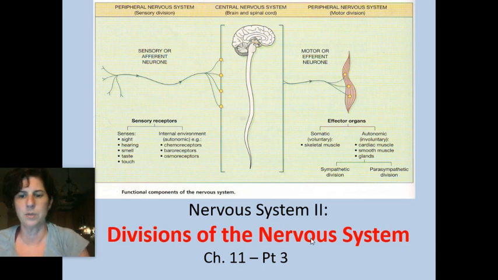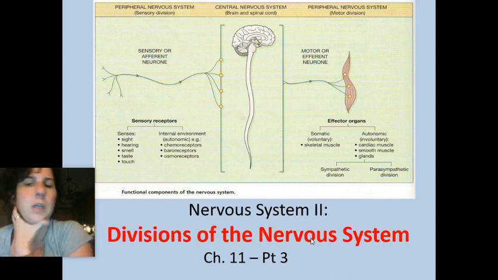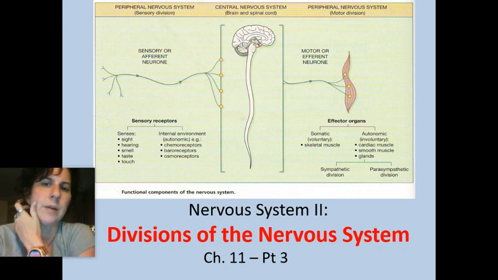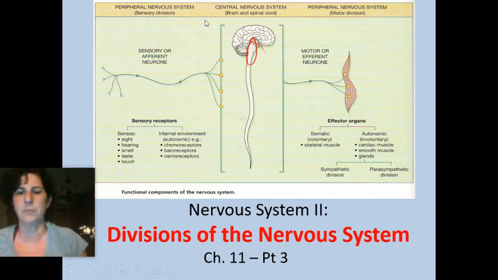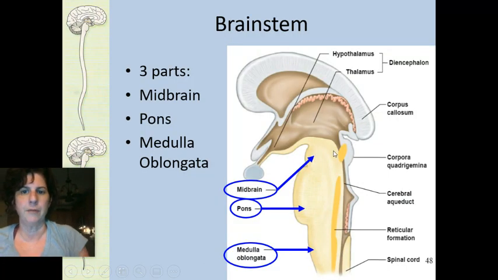Okay, so now we're starting part 3 of this very long chapter. It's going to involve, by the end of it, cranial nerves. We're going to do the deep brain area. So we're going to look in here in the diencephalon and the brain stem, and then also the cranial nerves that come off of there. All right, first of all, the brain stem.